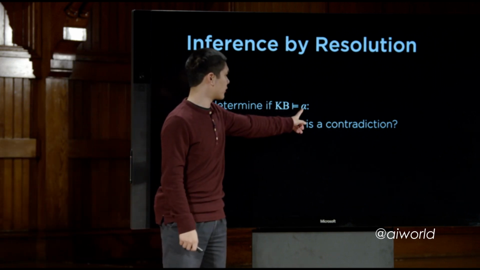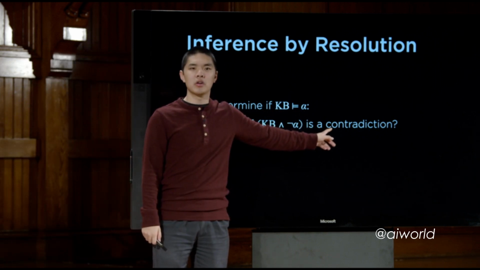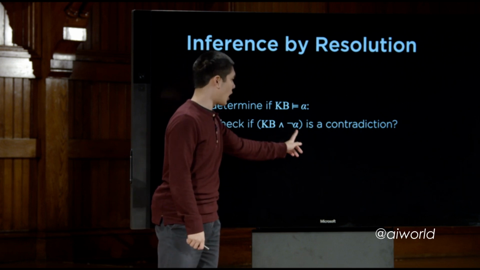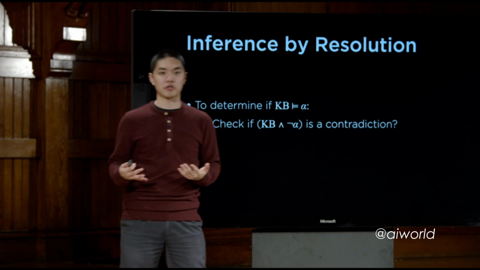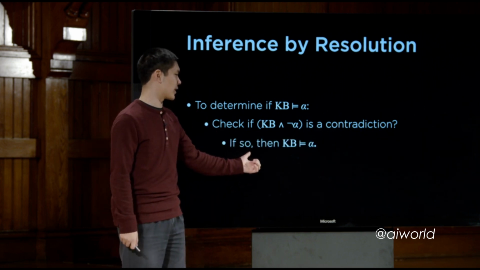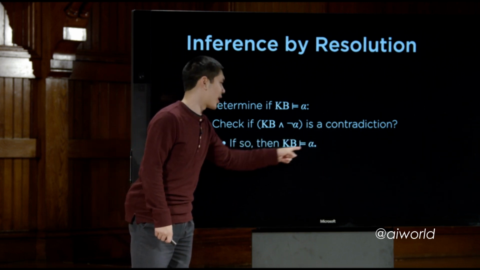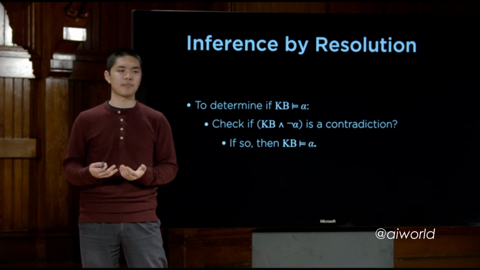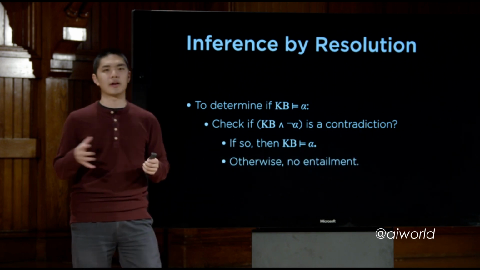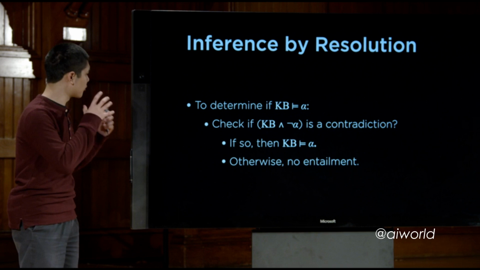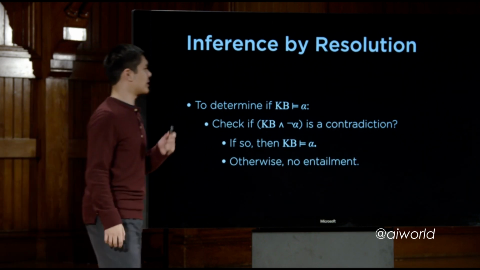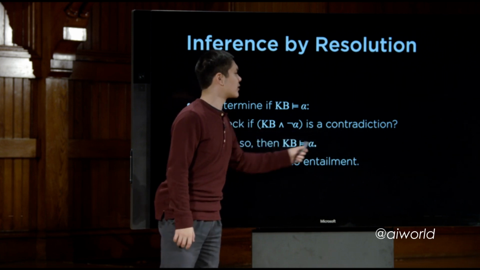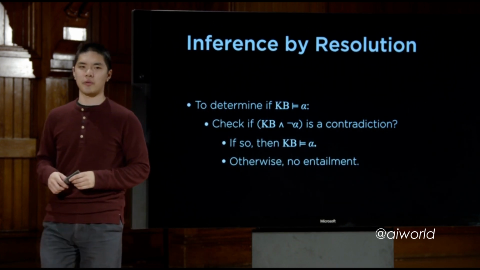We want to prove that this query alpha is true. So we're going to assume that it's not true. We're going to assume not alpha. And we're going to try and prove that it's a contradiction. If we do get a contradiction, well, then we know that our knowledge entails the query alpha. If we don't get a contradiction, there is no entailment. This is this idea of a proof by contradiction, of assuming the opposite of what you're trying to prove. And if you can demonstrate that that's a contradiction, then what you're proving must be true.